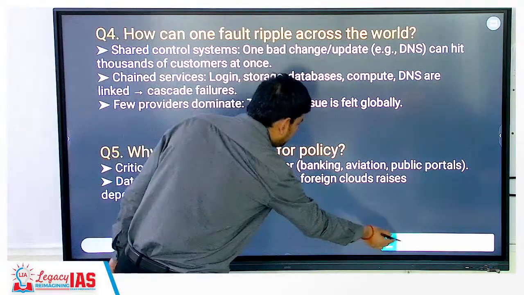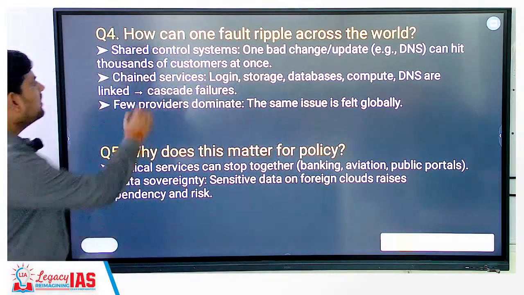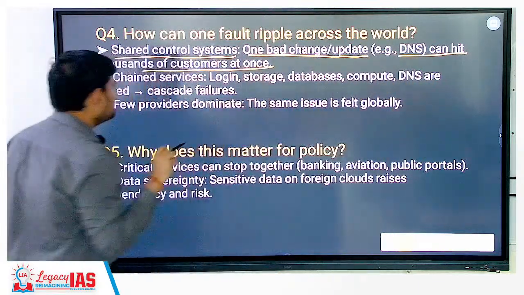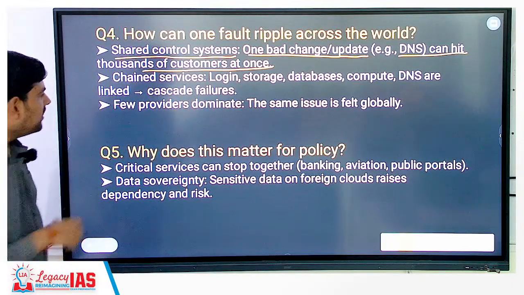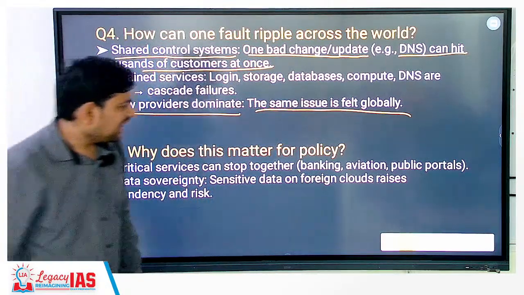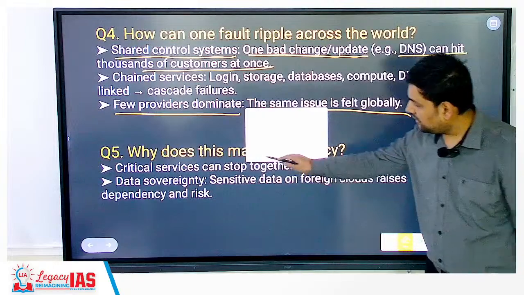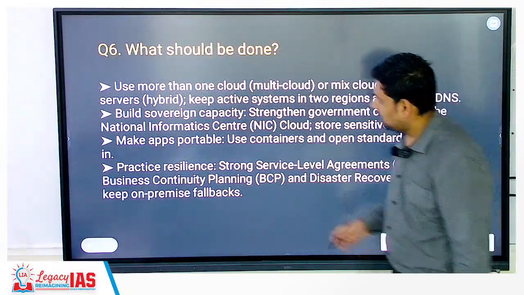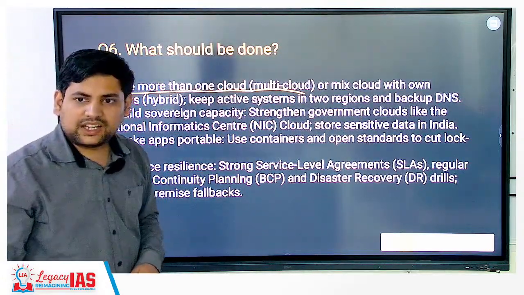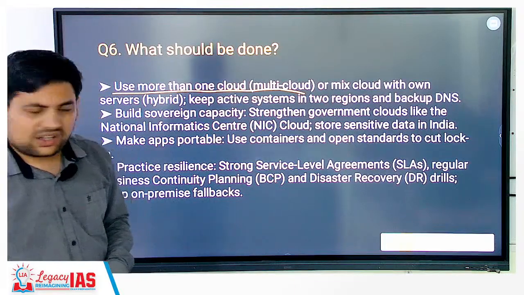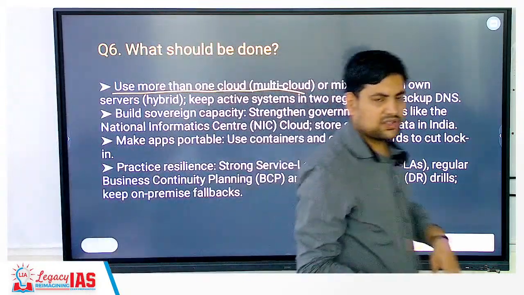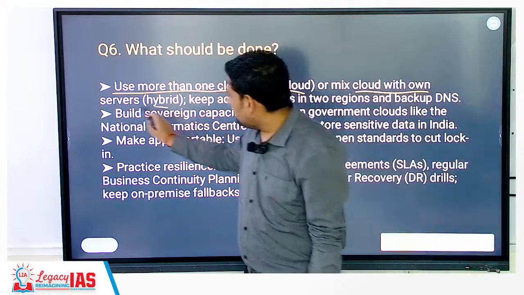So this was the issue that people were saying, that with shared control systems, one bad change or update, for example DNS, can hit thousands of customers at once. So this is an issue that we have. Few providers dominate and the issues are felt globally. So instead, what we should start doing is having local data centers. We should use more than one cloud, that is multi-cloud. So instead of depending entirely on AWS, we should depend some part on Google, some part on our own systems, or mixed cloud with own servers, hybrid systems.